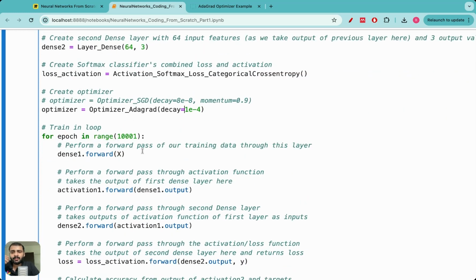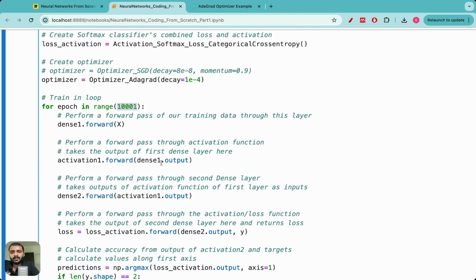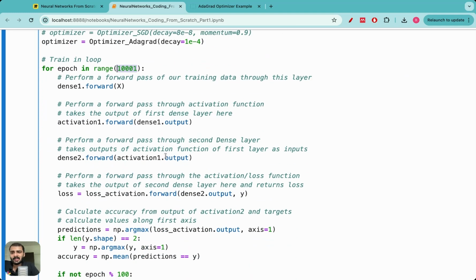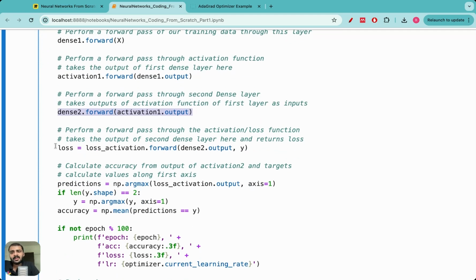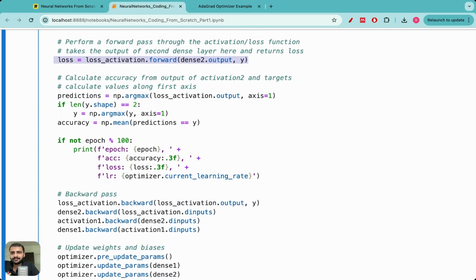Then I'm going to perform 10,000 iterations of the forward pass, and I'm going to perform the backward pass as well. So first we'll do a forward pass through the first layer. The output of the first layer will go through the ReLU activation function. The output of the ReLU activation function will go through the second layer. The output of the second layer will go through softmax, and then we'll find the loss, the cross entropy loss.